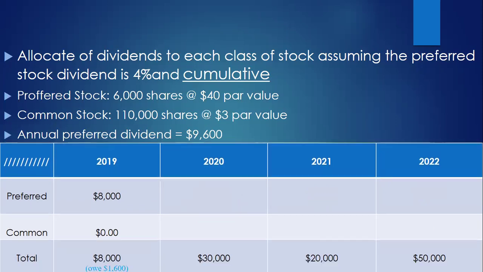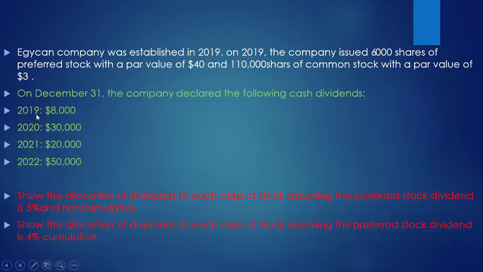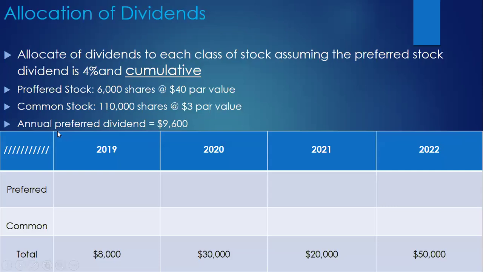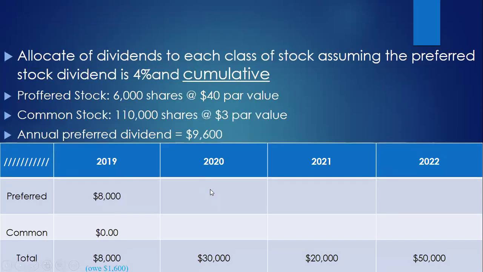The next one we have here would be 30,000. So the board decided in this year, 2022, to give away 30,000. So here we're going to have 9,600 plus 1,600 from the year before. 9,600 the annual plus 1,600. The rest goes to common. The rest of 30,000. So let's see how this is going to work.